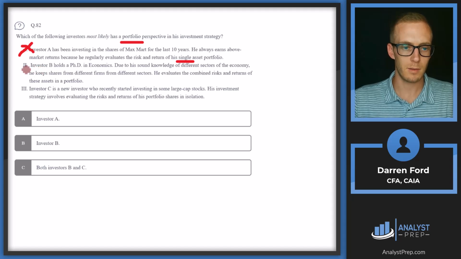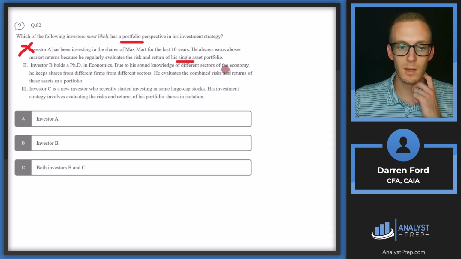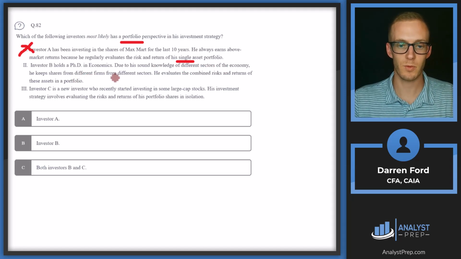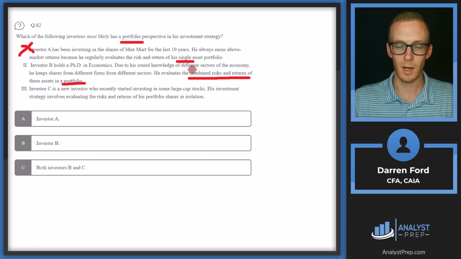Number 2, investor B holds a PhD in economics. Due to his sound knowledge of different sectors of the economy, he keeps shares from different firms from different sectors. Sounds like he's more diversified. He evaluates the combined risks and returns of these assets in a portfolio. So that's key here. He's diversified and buying different shares in companies across different sectors in the economy. Sounds like investor B is good so far.